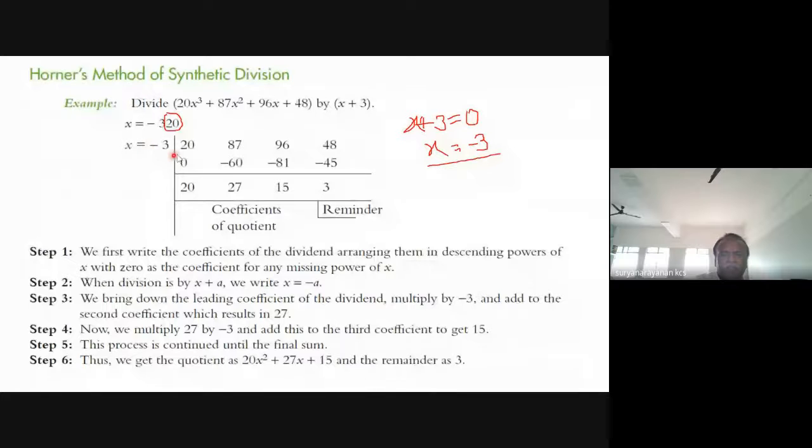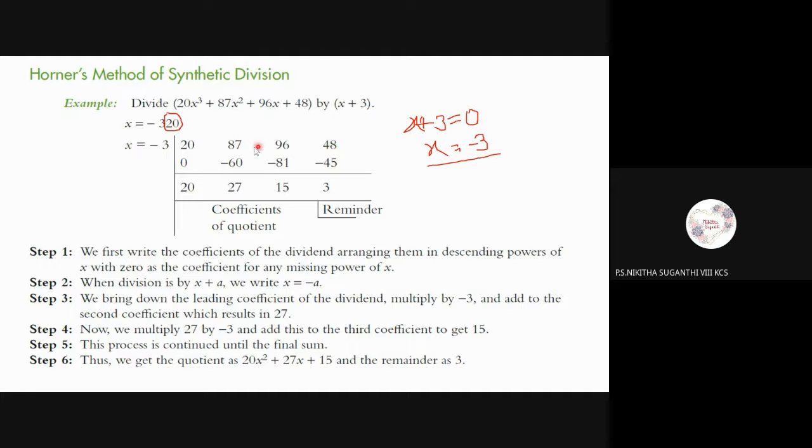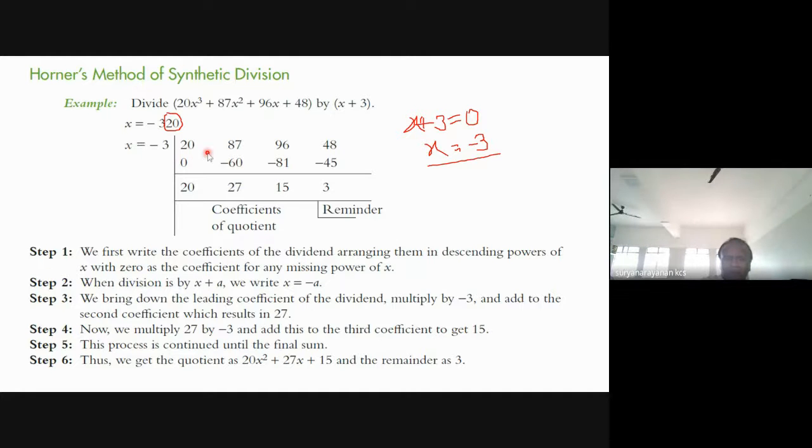So here we wrote minus 3. In the first horizontal row, we wrote the coefficients of descending powers of x: for x cube 20, the x square coefficient is 87, then 96, and the constant term. Understood this first horizontal line? In the second horizontal line, just below the first number, 20, we wrote 0. This is also a compulsory step. You must write 0 here.